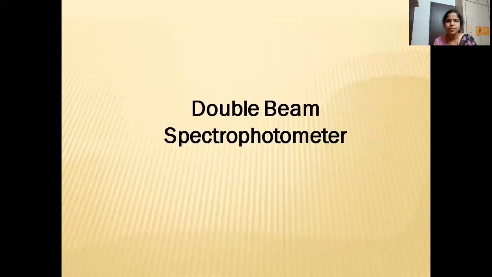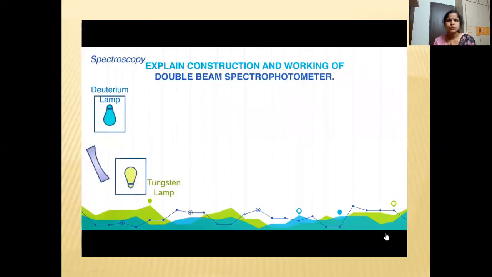Now we'll see the double beam spectrophotometer. How it works is again the light source, so deuterium lamp or tungsten lamp, or else you can also have an IR light source. For IR, we'll be using the Nernst Glower, which is made up of rare earth oxides such as yttrium and zirconium oxides. We have to heat that at about 1500 to 2000 centigrade such that it will release IR radiations.